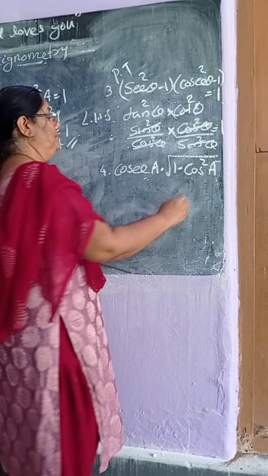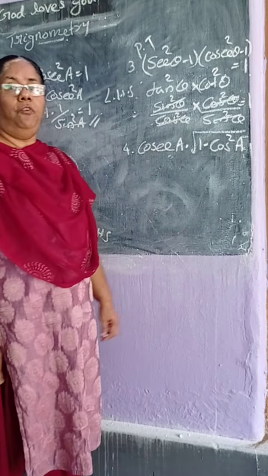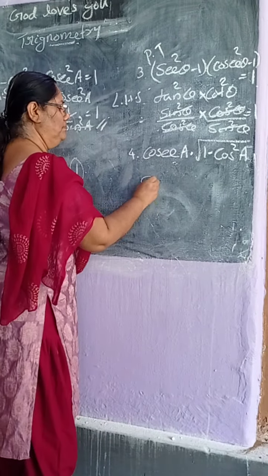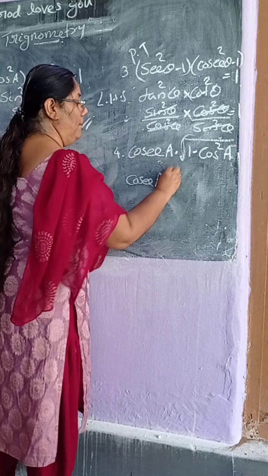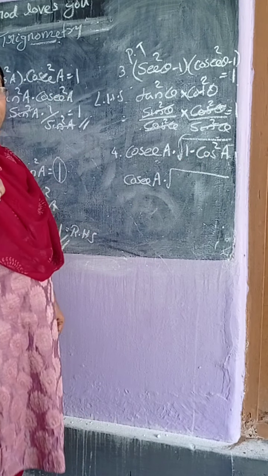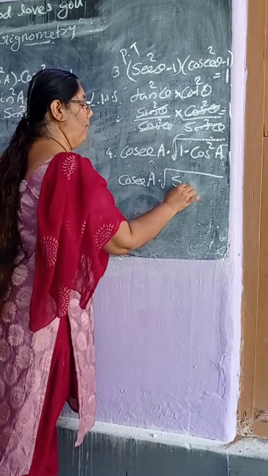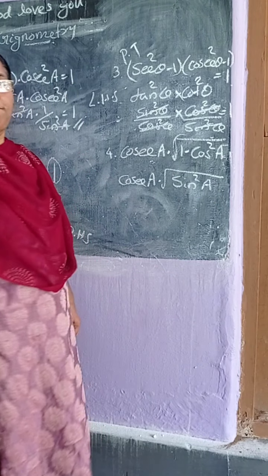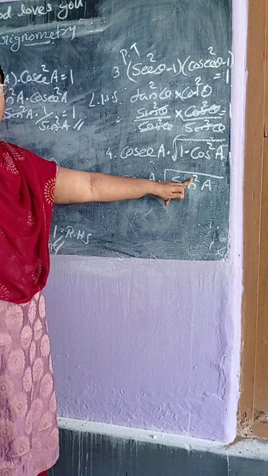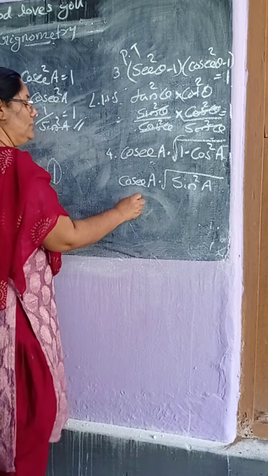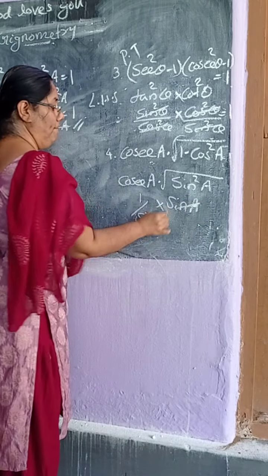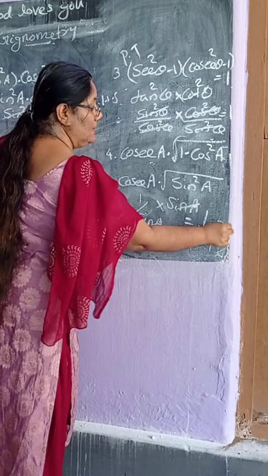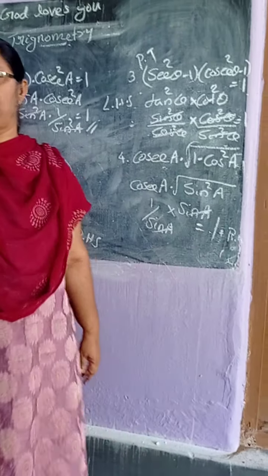Then the fourth problem. Cosec A into root of 1 minus cos square A. What is 1 minus cos square A? 1 minus cos square A is sin square A. What is root sin square A? Sin A, isn't it? What is cosec A? 1 by sin A into sin A equal to RHS. Hence proved.